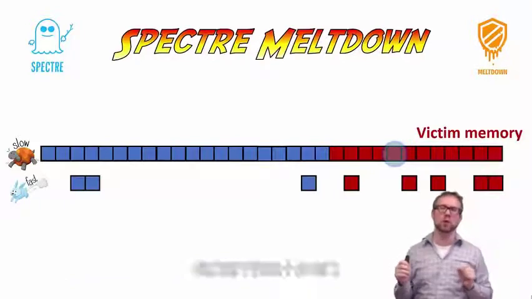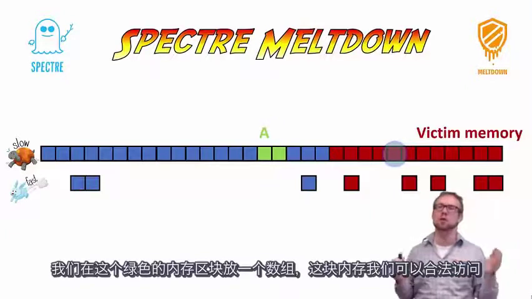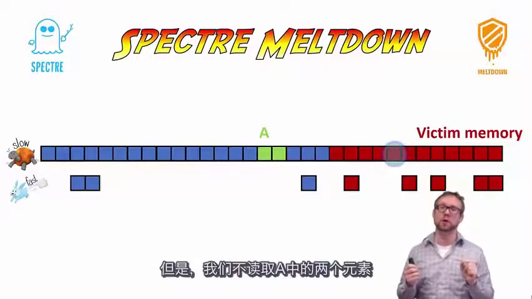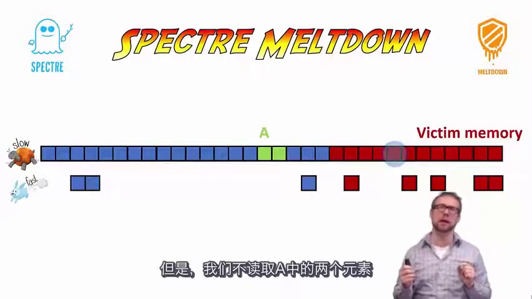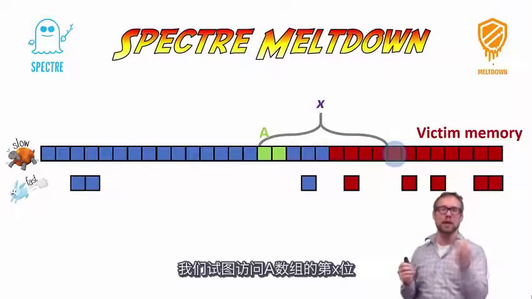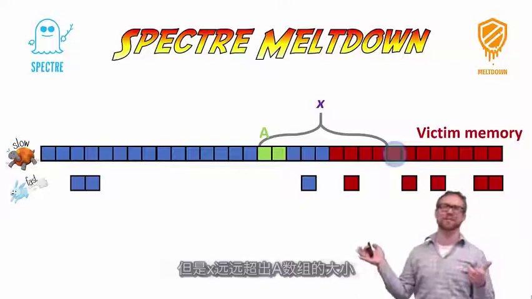What we're going to do is the following trick. We're going to set up an array here. Let's call it A. It's a part of memory that we control. It's small. What we're going to do is that we're going to say, well, I don't want to read the 2 elements that are in array A. I'm going to overextend. I'm going to go out of bounds. I'm going to read what's at A and element number X, where X is way too big.